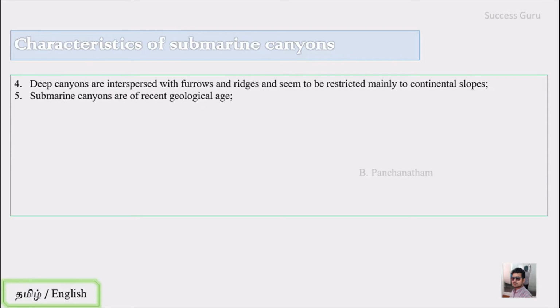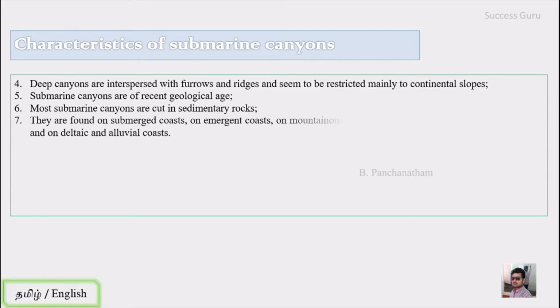The submarine canyons are of recent geological origin. So by age it is recent, geologically. Most submarine canyons are cut in sedimentary rock, but not all. So most of the submarine canyons are formed in sedimentary rock. They are found on submerged coasts or emergent coasts or mountainous coasts, both young and old, or glacial coasts, and on deltaic and alluvial coasts. That simply means that in all types of coastal landforms you can expect a submarine canyon.